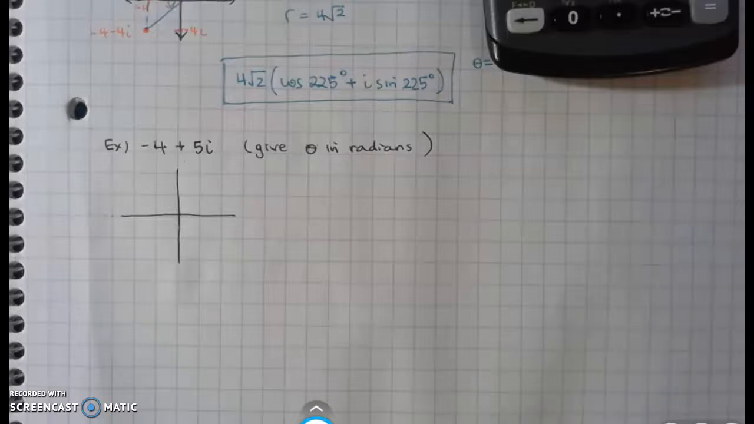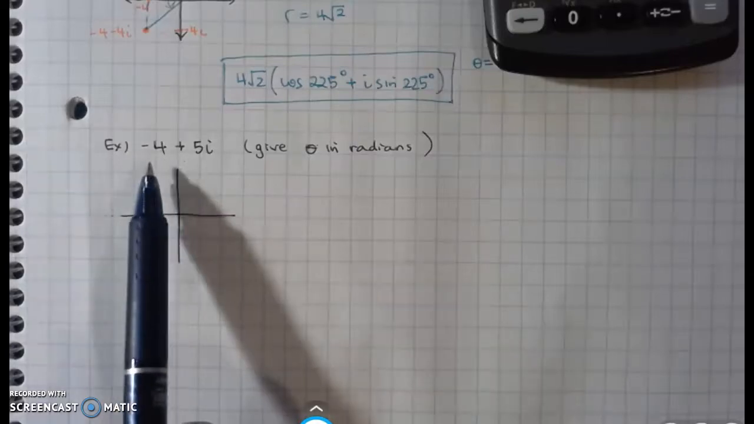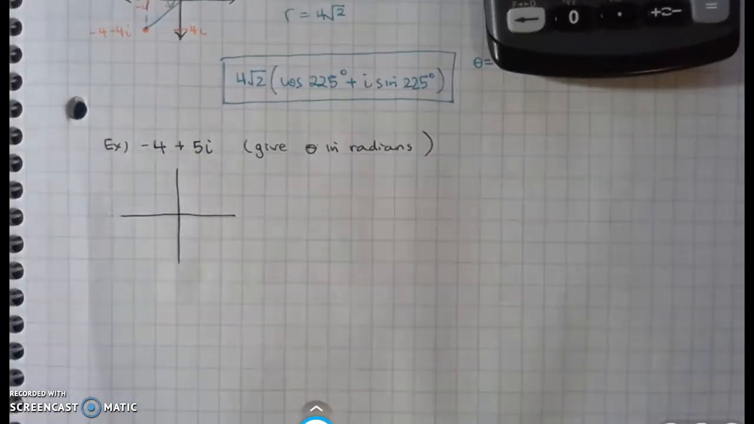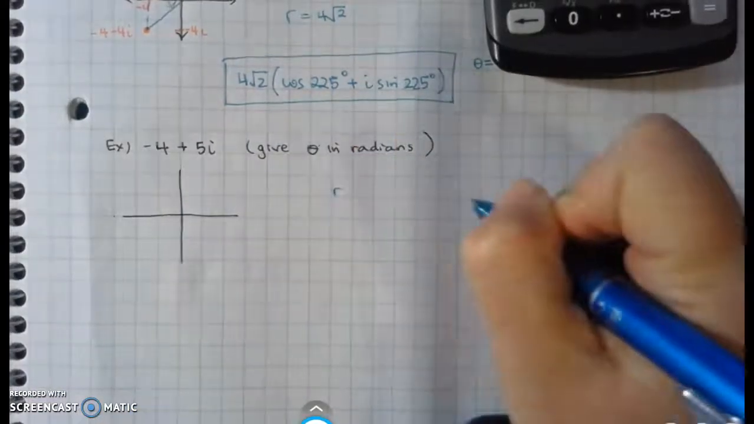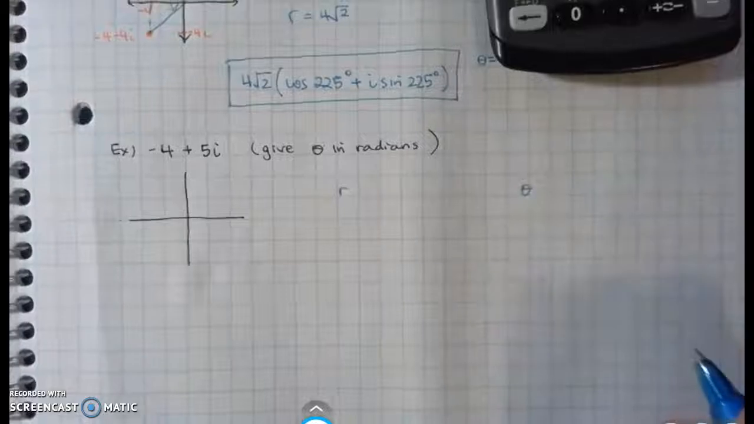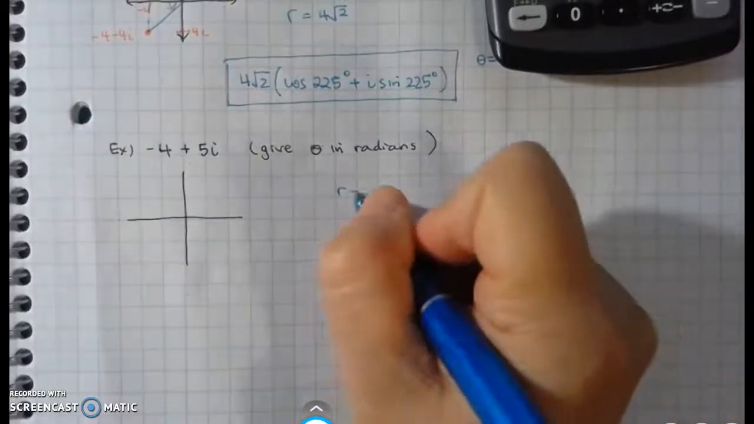Okay, so where I've left you off is with this complex number here in standard form, and I would like you to give me the polar form of this complex number. So how do I do that? I need to figure out what r is, and I need to figure out what theta is. Alright, so how do I find r?